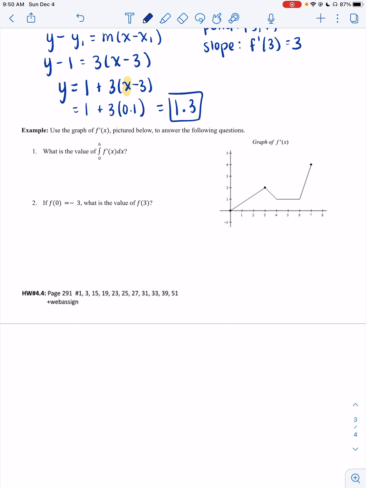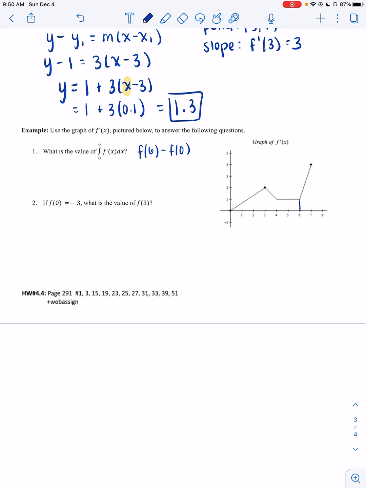Okay, so this is what a lot of people end up doing. They end up going, oh, well, it's going to be f of 6 minus f of 0. So that's really good thinking, and that is true. But the information that's given to us is f prime, not f. So this one wants you to find the area under the curve, just like we were doing one or two lessons ago.